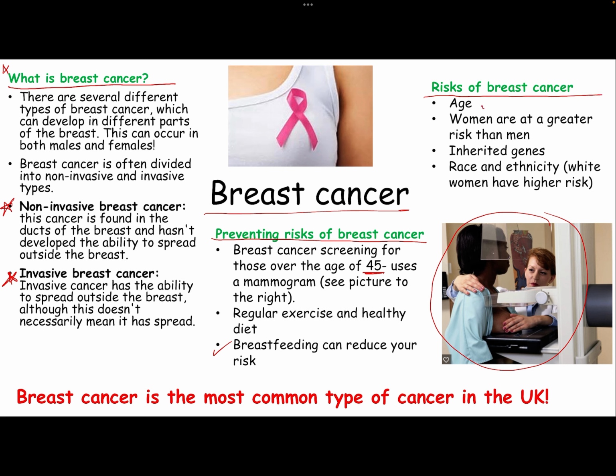Risk of breast cancer. So age. Women are at a greater risk than men. Inherited genes. So if a member of the family had it before, there's a chance you might be carrying the gene. Race and ethnicity. White women have a higher risk of breast cancer. Breast cancer is the most common type of cancer in the UK, which is quite frightening.